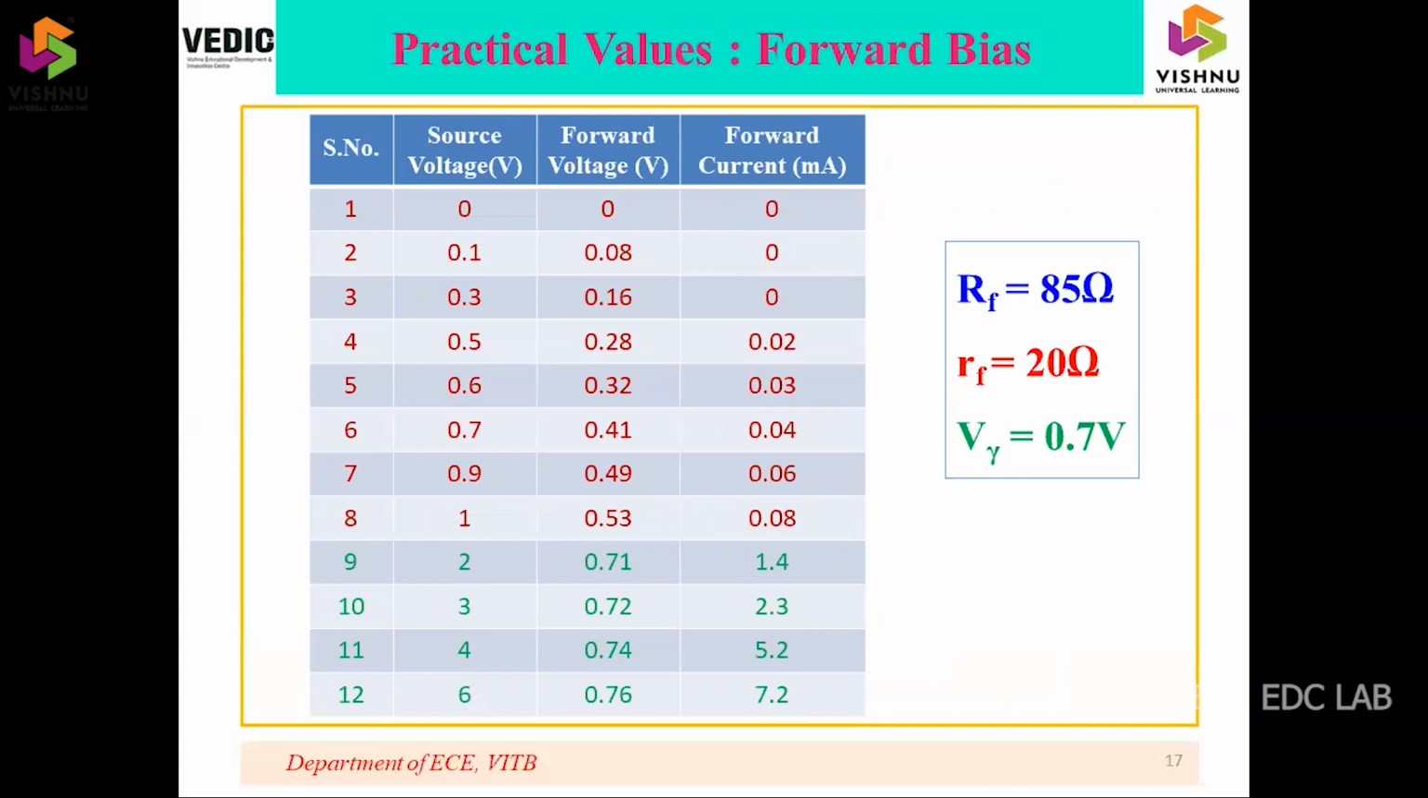And these are the practical values obtained from forward bias diode characteristics: source voltage, forward voltage and forward current. By varying the source voltage, note down the forward voltage and the forward current. Up to almost 0.7 volts forward voltage, almost negligible current flows through the diode. After this voltage, a very large change in current can be observed. That's why the cut-in voltage for this particular diode is 0.7 volts. If you calculate the static and dynamic resistances, the static forward resistance is 85 ohms and the dynamic resistance is 20 ohms.